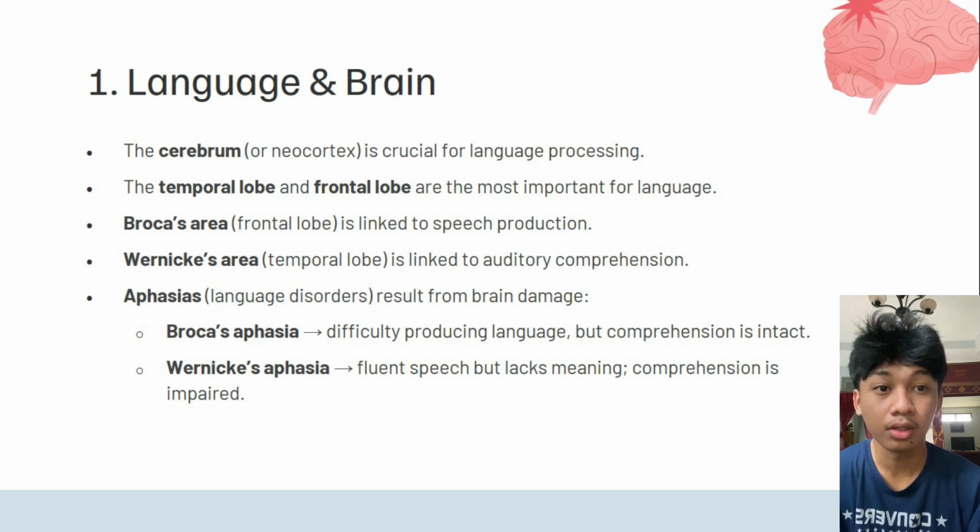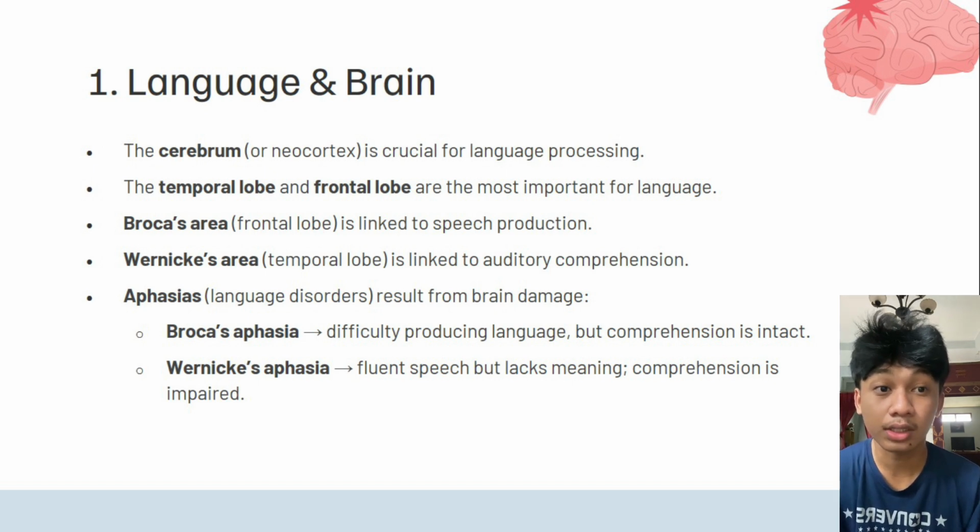So the second point is lobes involved in language. The first one is the temporal lobe. The temporal lobe plays a role in understanding spoken and auditory language. The second one is the frontal lobe, associated with language production and motor control for speaking. The third point is important areas in language processing.